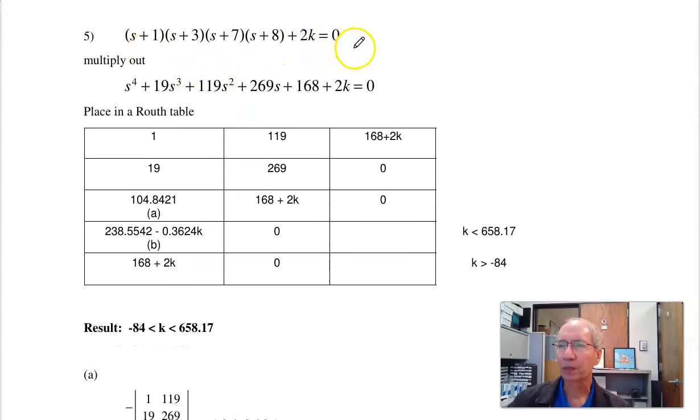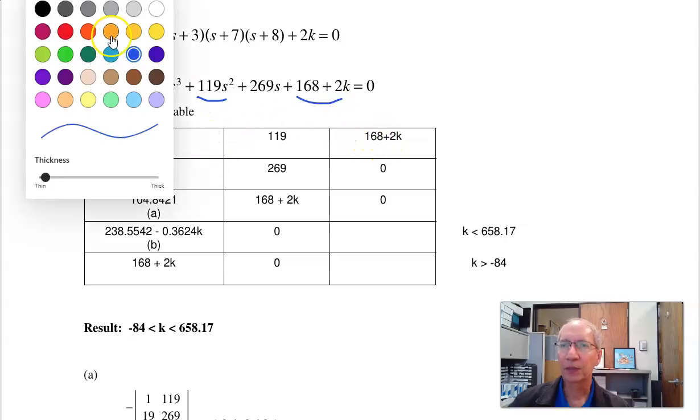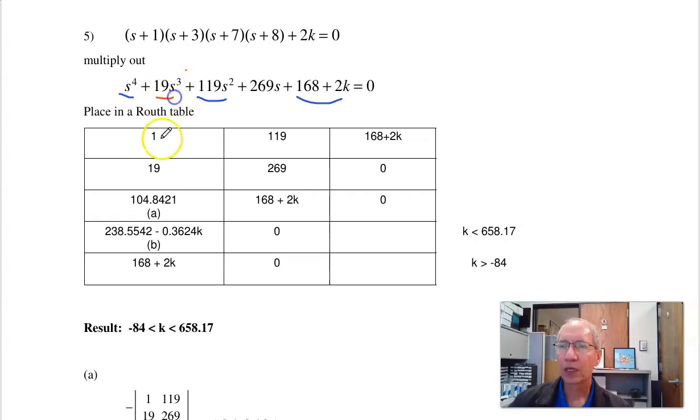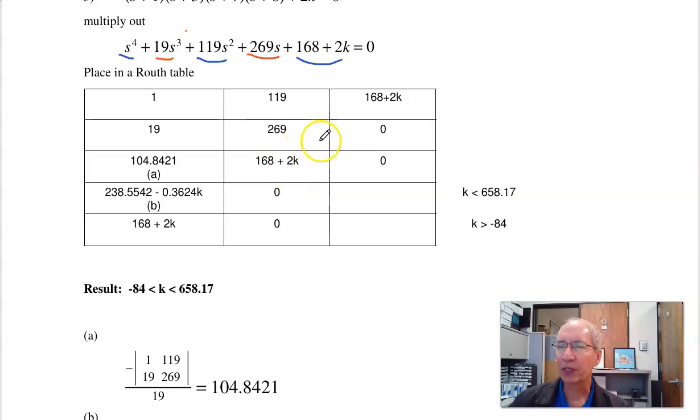Fourth order polynomial. What range of k results in a stable system? So again, multiply out the polynomials. Now take the even terms, 1s to the fourth, 119s squared, 168 plus 2k. Then the odd terms, 19s cubed, 269s, and now fill in the Routh table. There's a 0 here, so this term comes straight down to this point. There's a 0 here, that term comes straight down.